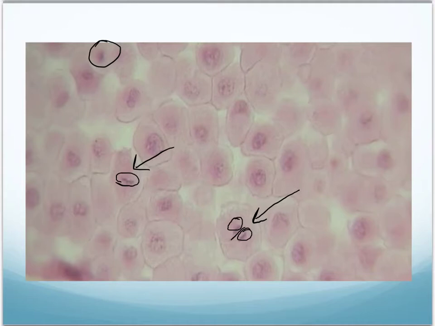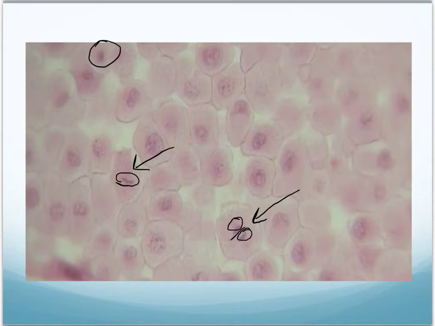Most all of the other cells are in interphase. If you remember, interphase is the first stage of the cell cycle. It's also the longest stage of the cell cycle. This is when the cell is performing its normal functions, DNA is replicating, and the cell is preparing to divide. Since interphase is the longest stage of the cell cycle, it makes sense that most all other cells would be found in interphase.